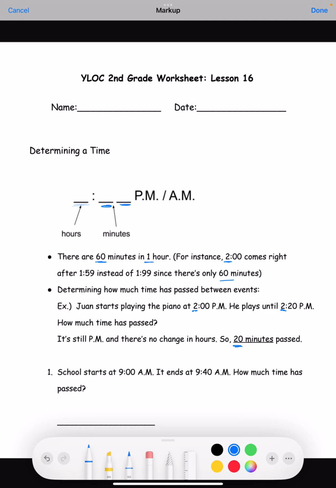Number 1, school starts at 9 a.m. It ends at 9:40 a.m. How much time has passed? So they both started at a.m. and they're still at 9 o'clock, so we're looking at the minutes. It went from 0 to 40, so how many minutes has passed? 40 minutes has passed. On to the next page.